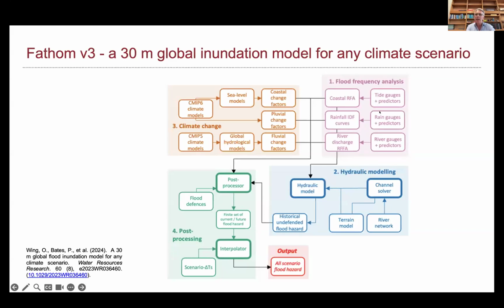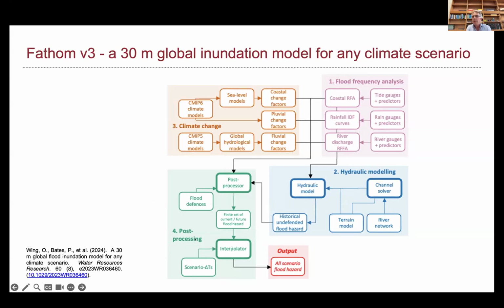This is taking tide gauges, rain gauges, and river gauges, running them into statistical models called regional frequency analyses, and producing estimates of the magnitude of extreme flows and rainfalls or coastal water levels across the entire planet for every river or every grid cell. You might increment those frequency estimates into the future by looking at the climate change signal in global climate models, and that's what happens here in box 3.